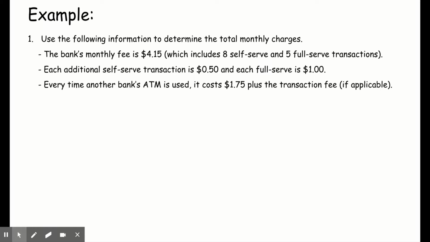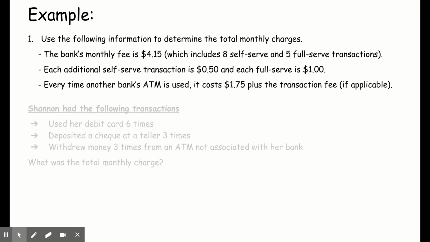And then every time another bank's ATM is used, say you're downtown somewhere one day and the only ATM around is another bank's, you're going to have to pay a fee, and it can vary based on the ATM machine. It will cost $1.75 plus the transaction fee if applicable. So say the time you pull out from the ATM, you have already gone over your 8 self-serves, then you're also going to be paying a transaction fee.